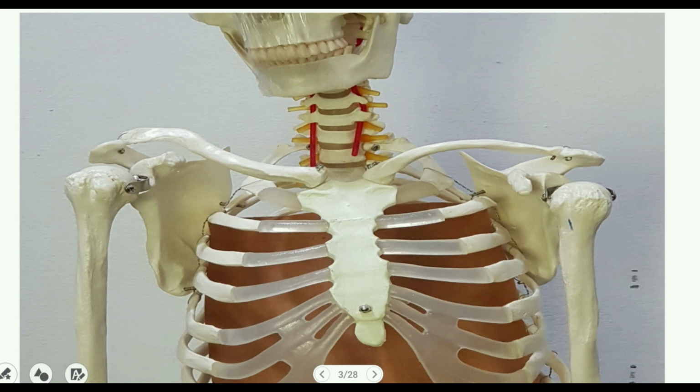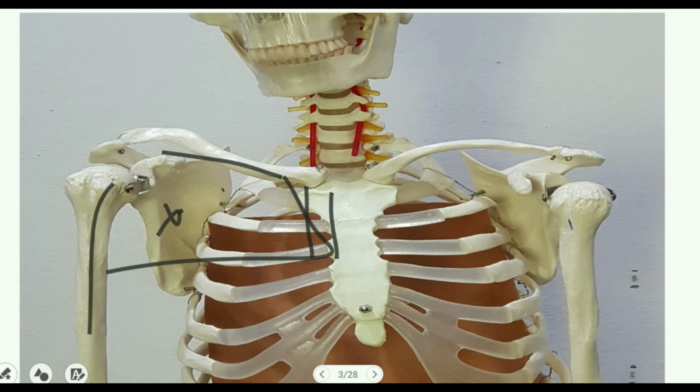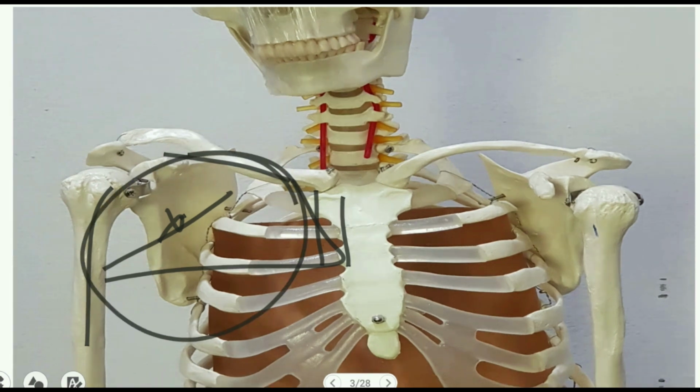So look at here, this is the human skeleton. We have got the scapula, we have got the sternum, ribs, clavicle, and here we have got the humerus bone. We will have muscles coming from the front and we will have muscles coming from the back side. In this area we will have the axilla.